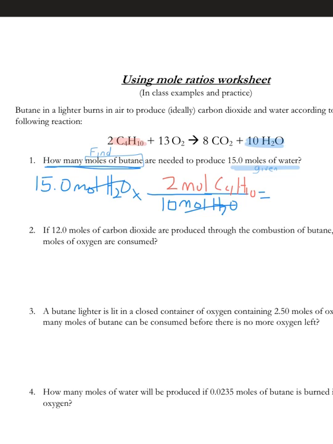Now it's just calculator work. You're going to do 15 times 2 divided by 10. In the calculator, 15 times 2 is 30, divided by 10 is 3. So you end up with 3 moles of butane. Apologies for the messy handwriting. I'm using a new app, but hopefully you guys get what's going on.